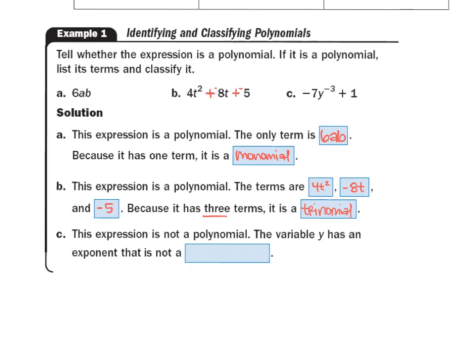And the last one, C, is -7y to the -3rd power plus 1. This expression is not a polynomial, and that's because the variable y has an exponent that is not a whole number or not positive. If you ever have a negative exponent, it cannot be a polynomial because a polynomial has only positive exponents.